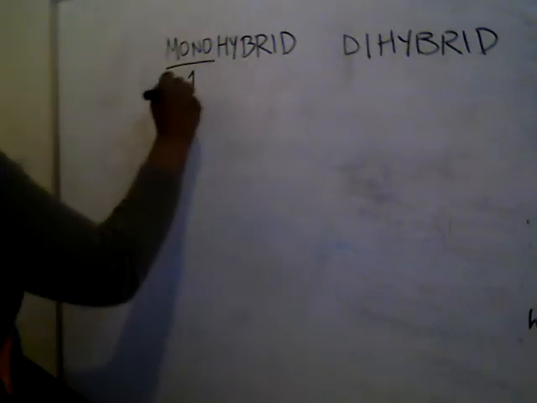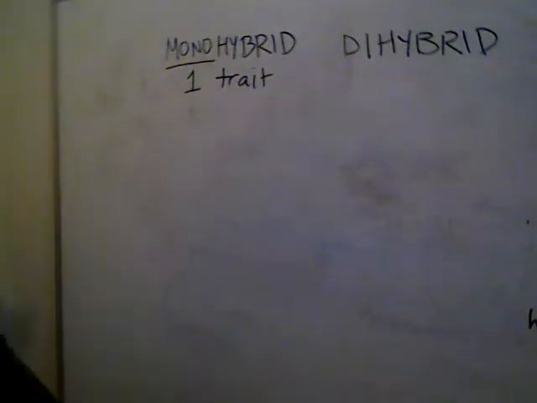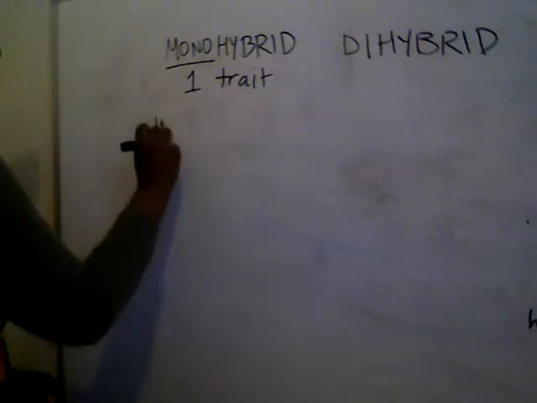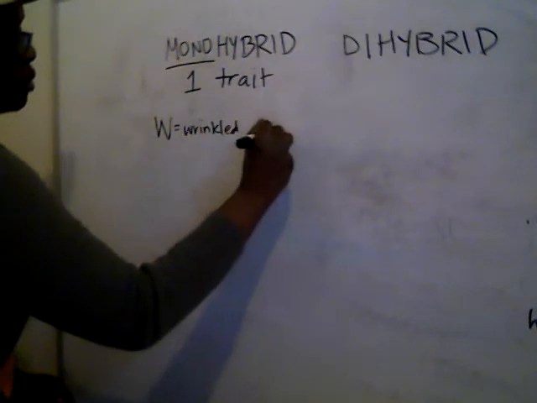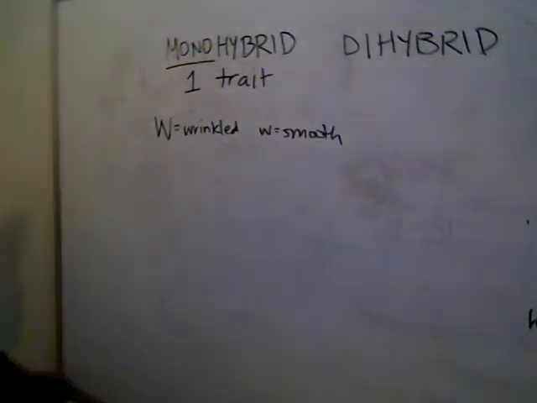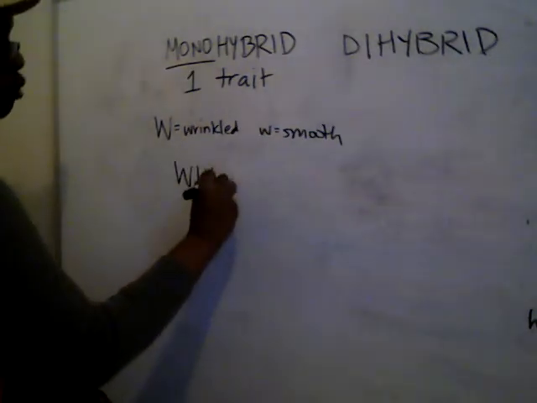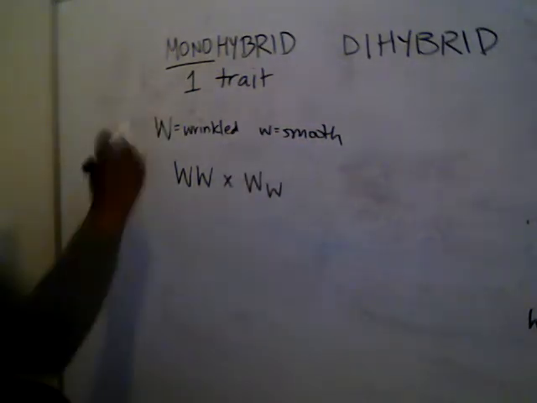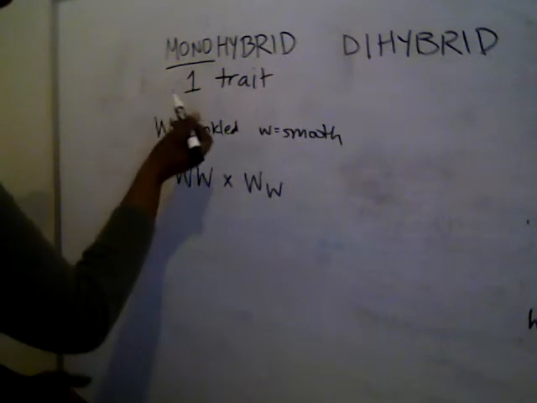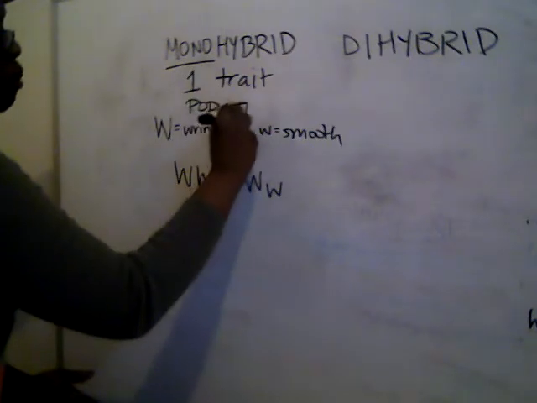So mono means just one. We're dealing with just one trait. So maybe it is plant height or fur color or pea pod shape. So let's say big W is wrinkled shape pods for a plant, and little w is smooth. Well, this is where you would have something that's a lot more straightforward. So you might just have a big W crossed with a big W, little w. The idea with monohybrid is you're only dealing with one trait. And for this example, the trait will be, let's say, pod texture.